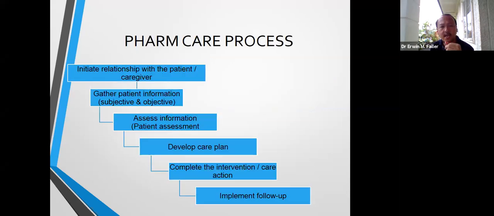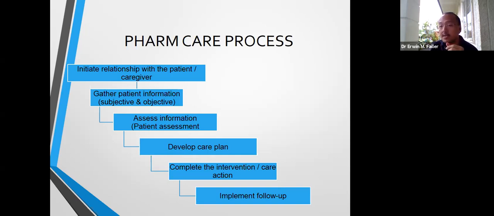Now, moving on, in the pharmaceutical care process, we actually initiate a relationship with our patient or caregiver. Why? Because when we're gathering the data, we need to establish that relationship so that the patient will divulge issues of concern and open up to you about certain problems that they have experienced with regards to the medication, a particular disease, an adverse drug reaction, or a side effect of a particular drug given.